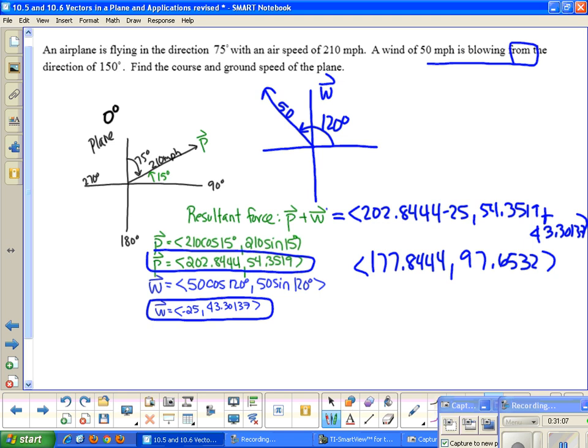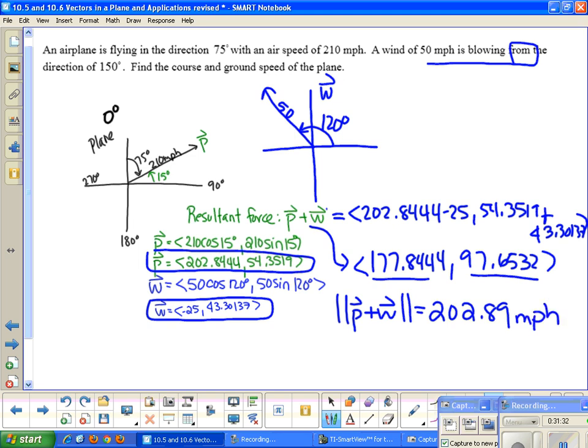Now, if I want to find the magnitude of P plus W, you add those two components' squares together and take the square root of your answer. So if we add this and then take the square root of that, we end up with 202.89. So miles per hour would be the speed.